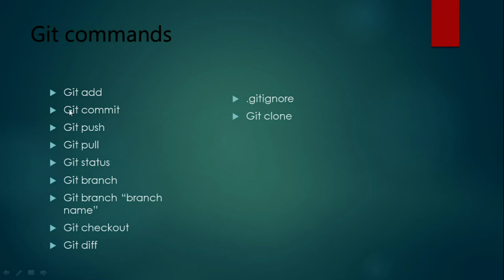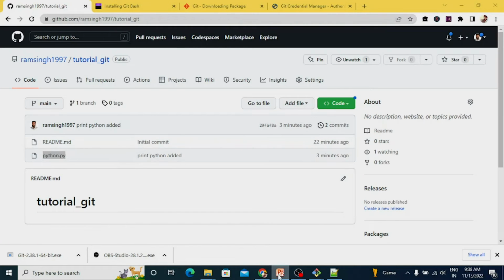So what we are done with is git add, git commit, then git push, and we have also done git pull. Git pull, there is nothing as git pull yet. I excuse for that. Give me a second.